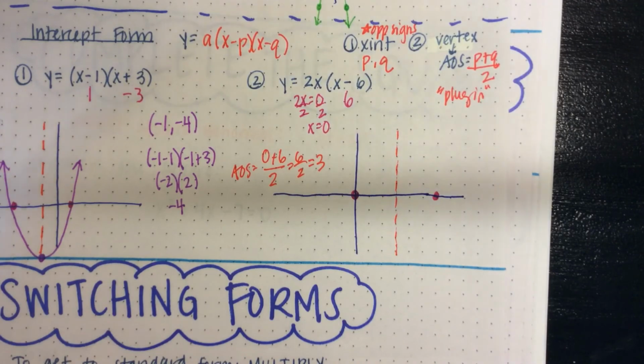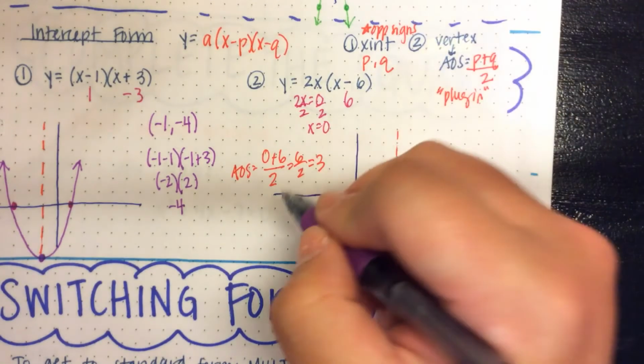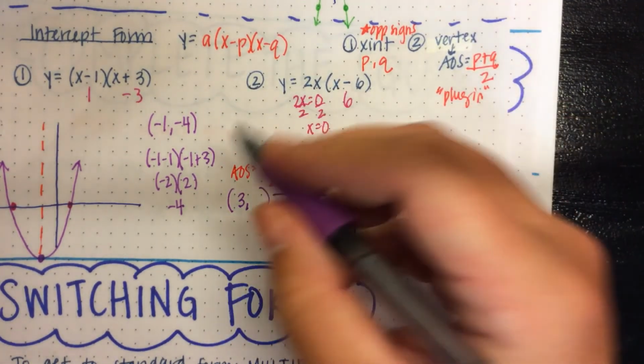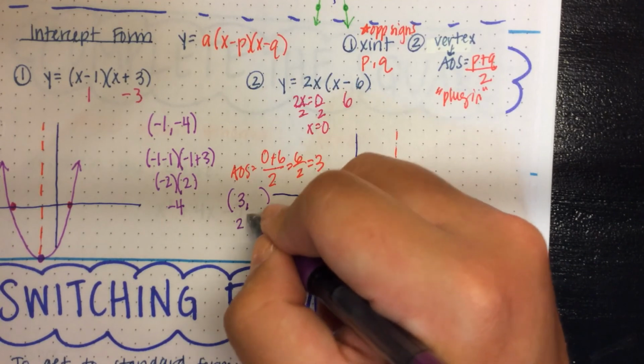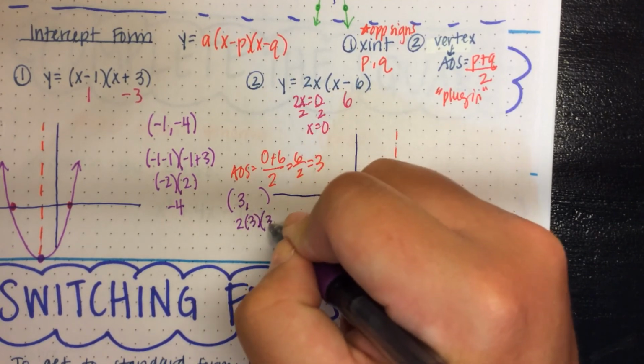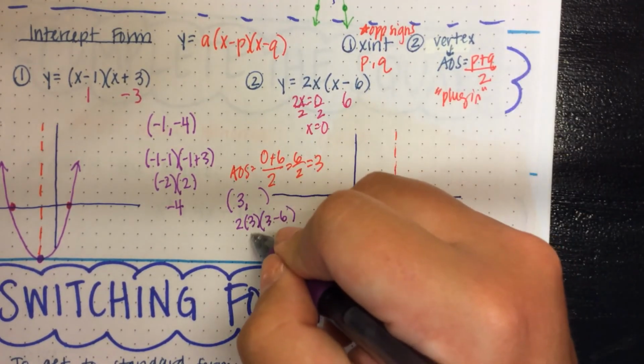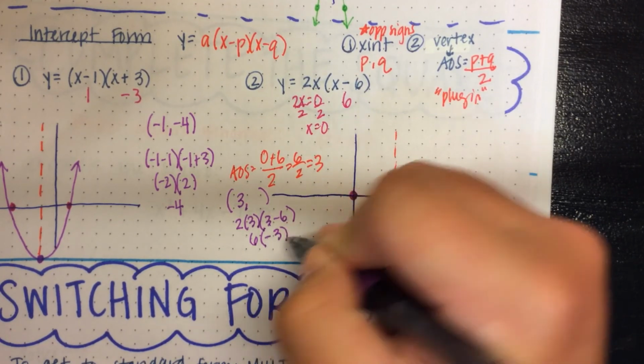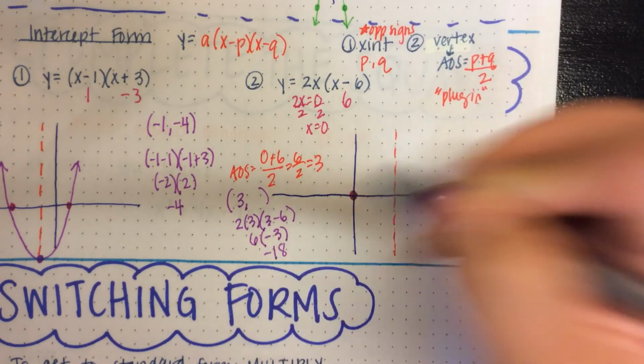And then I have to find my vertex. So to find the vertex, I take my axis of symmetry and plug it in, because I know that I'm at 3 comma something. So to find the something, we plug in the x value. So 2 times 3 times 3 minus 6. Well, 2 times 3 is 6. 3 minus 6 is negative 3. Ooh, this is a big one. So then I get negative 18.